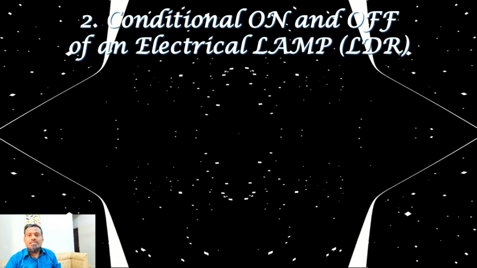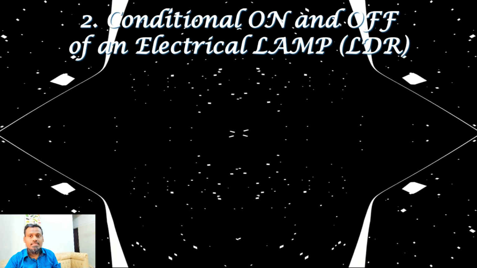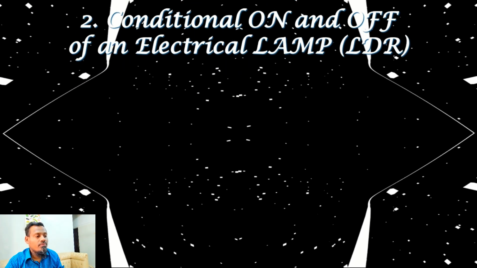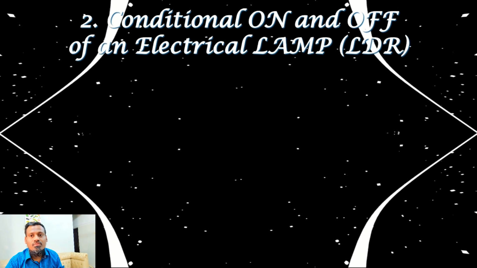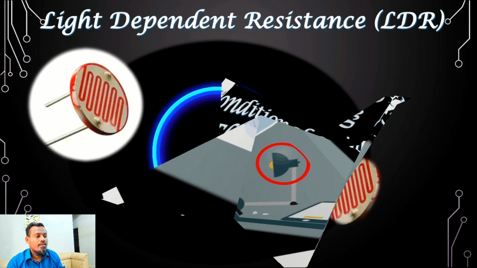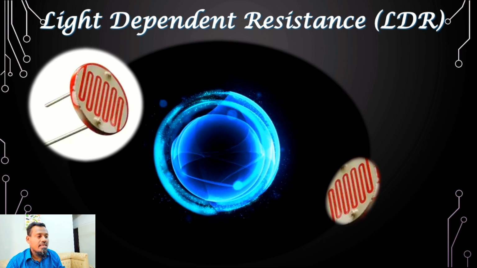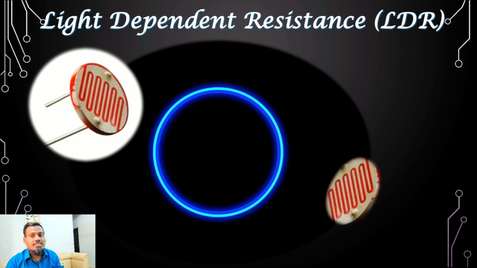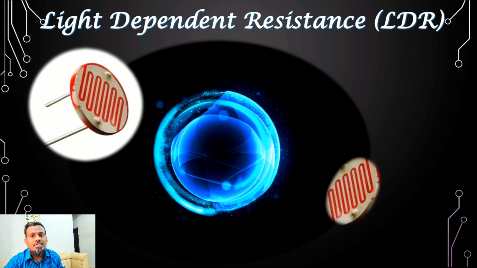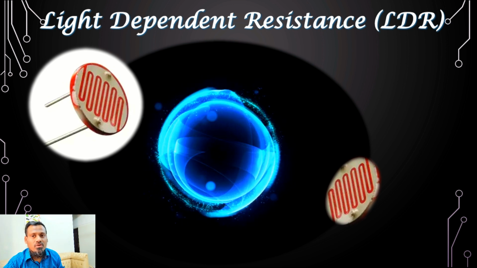So far we have discussed and gone into the hands-on training related to the unconditional control of the electrical lamp. Now we will go into the topic called conditional on-off for an electrical lamp. The condition we are going to fix here is with reference to the LDR. For that we are going to use the LDR, which is called light dependent resistance. As I mentioned, this LDR will offer resistance in its output terminals depending on the intensity of the light falling on it.